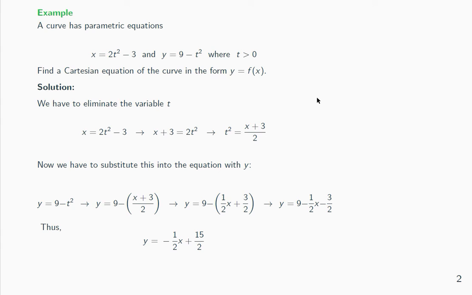Now, this equation should look familiar. It is an equation of a straight line with gradient of minus a half and the y-intercept of 15 over 2.